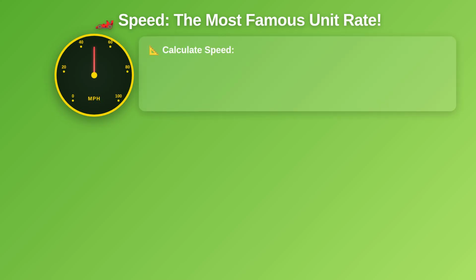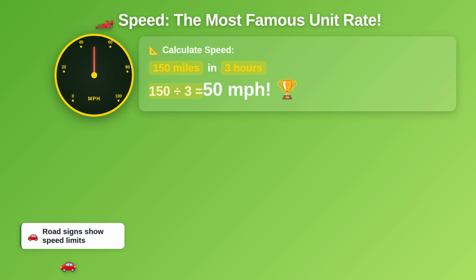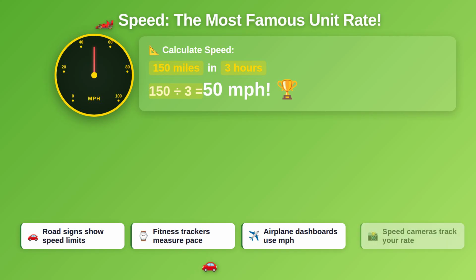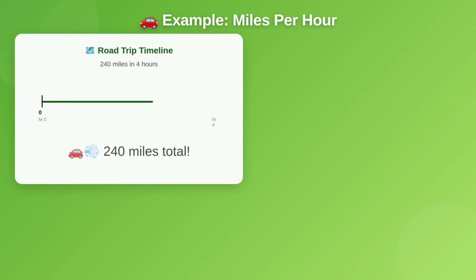You've seen unit rates your whole life, on every road trip. Miles per hour is the most famous unit rate around. If your family drives 150 miles in 3 hours, you divide 150 by 3 to get 50 miles per hour. That means for every single hour of driving, you cover 50 miles. Speed cameras, fitness trackers, airplane dashboards, they all use this exact same idea. One formula, a million uses. Now let's see Maya use it.